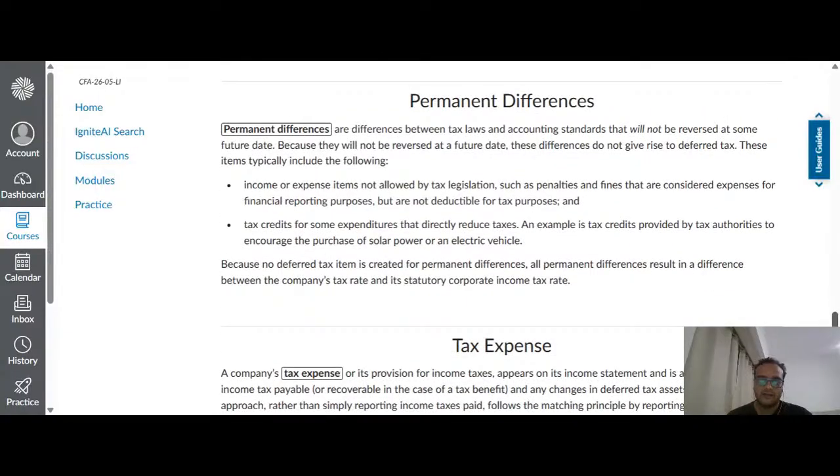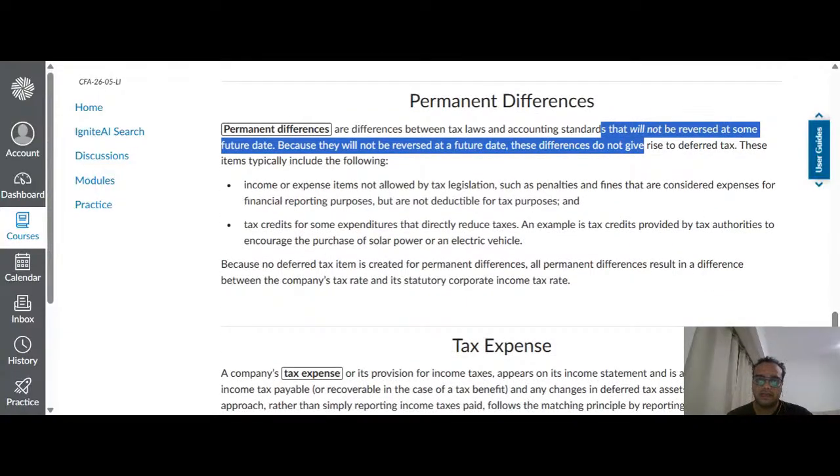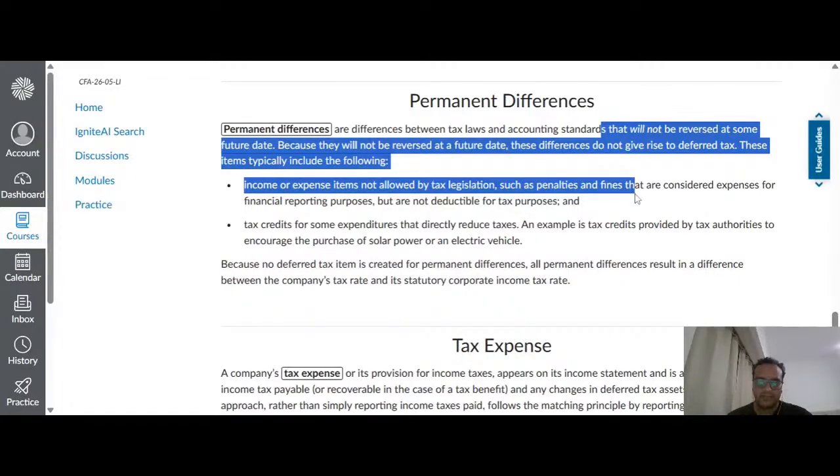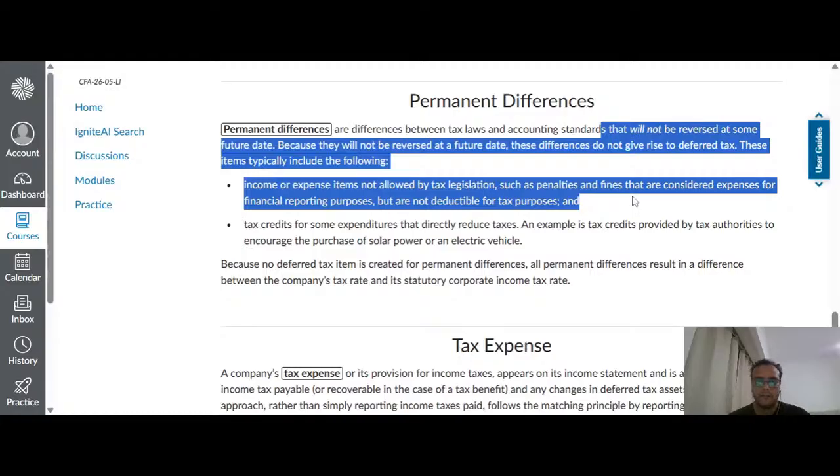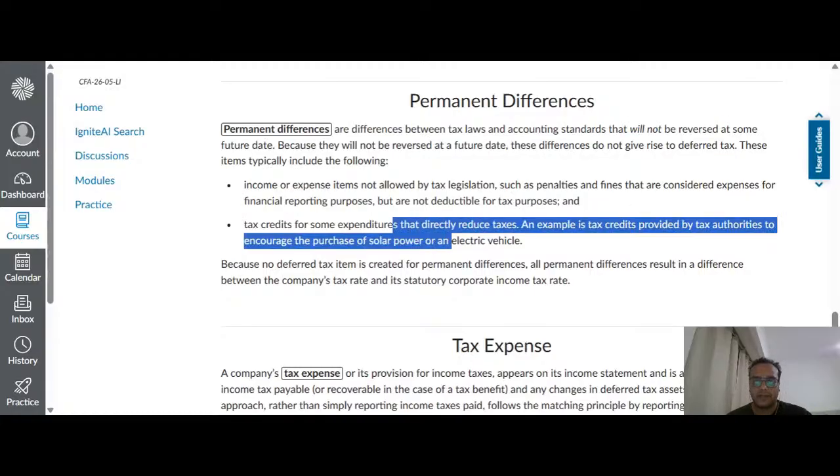Permanent differences are differences between tax laws and accounting standards that will not be reversed at some future date. But because they are not reversed at a future date, this difference does not give rise to deferred taxes. These items include income or expenses not allowed by tax legislation, and tax credits for some expenditure that directly reduce taxes.